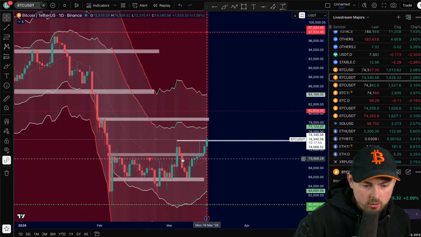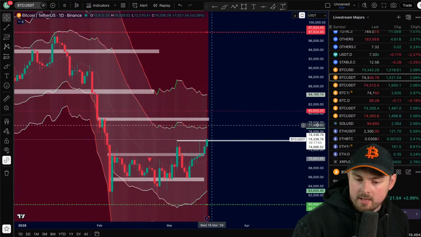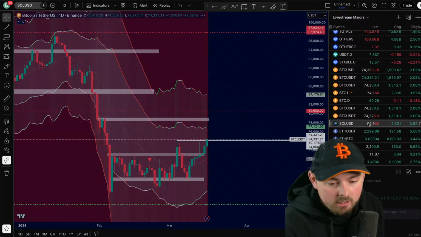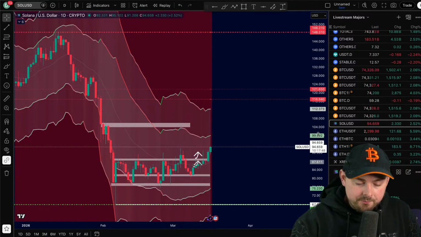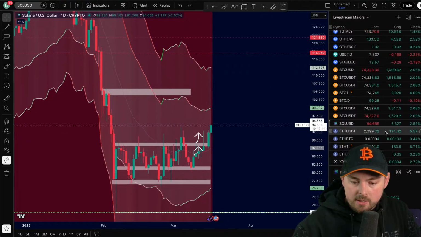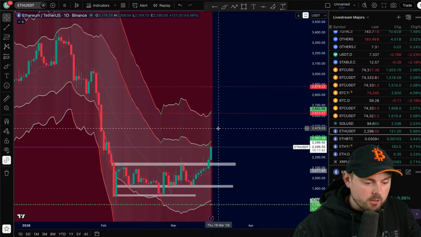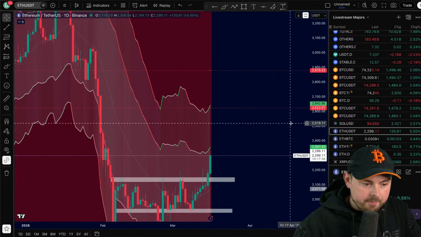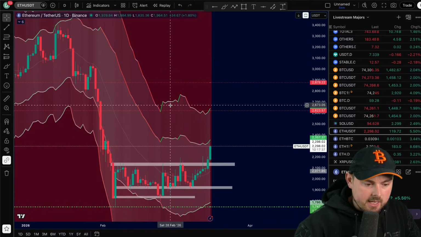Let's go and have a look at Bitcoin. Break range, bang, begin to expand. But obviously the magic is in altcoins. When we get these expansive phases, you can see Solana break range, bang, start to expand, and then ETH just absolutely shooting up. So ETH's really starting to get his mojo.